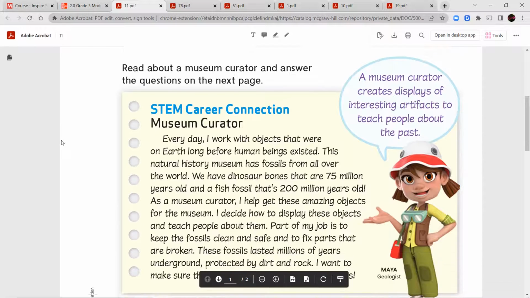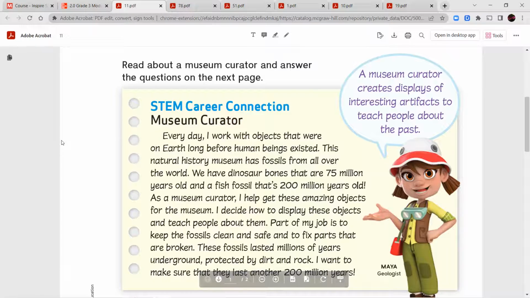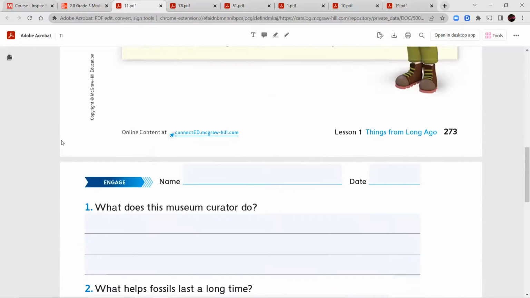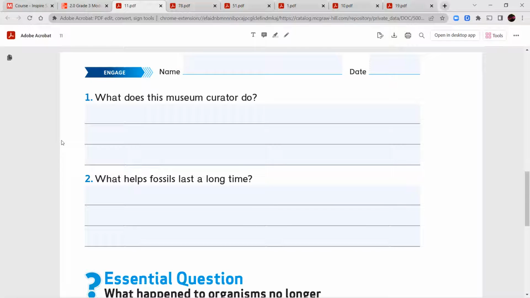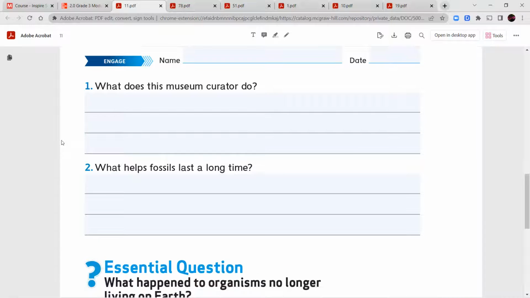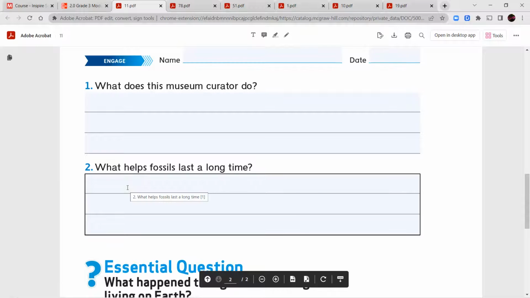Once you've completed that, you're going to read this STEM career connection about the museum curator. Again, a really short passage. And then you're going to answer the 2 questions on the following page. That's what does this museum curator do? What helps fossils last a long time? So please use complete sentences here.